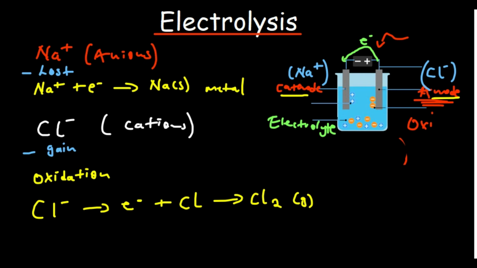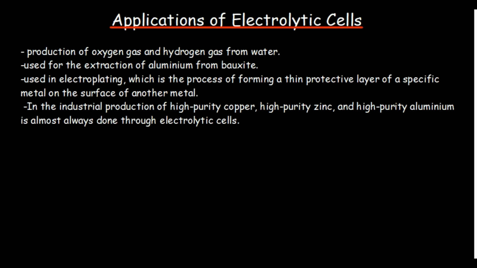So we have an electrolyte, of course, an ionic compound dissolved in water being split into its ions. That's the summary of what happens in electrolysis. With that understanding, we must not forget that it is a non-spontaneous reaction. Some of the applications of electrolytic cells are as follows.